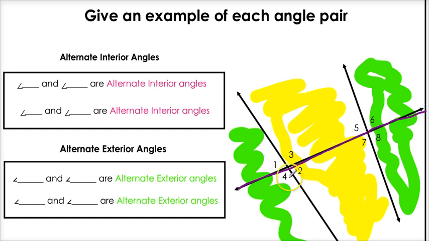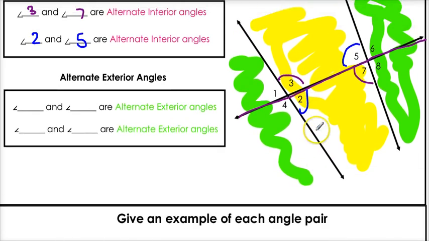So on the interior opposite sides, well, one example would be 3 and 7. If you look, they're both on the interior, and they're on the opposite sides. So 3 and 7 are alternate interior angles. Another example, well, let's see. We have 2 and 5. Those are both on the interior, and they are on opposite sides.